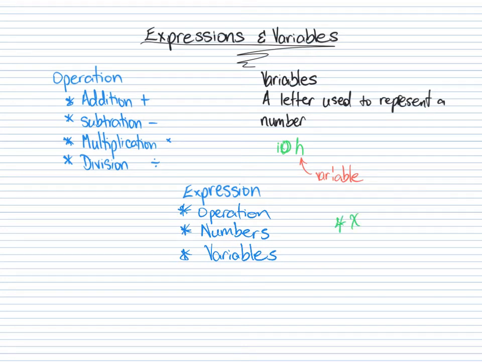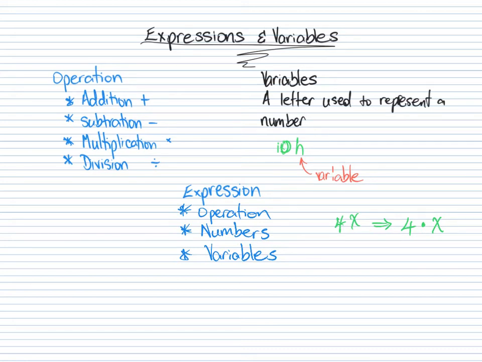So for example, I could have 4x. That is an expression because I have 4x, which actually means, you may or may not know this if you don't see the operation between, there is a multiplication sign. So I have a variable, a number, and an operation there. I strung them together, and here we have an expression.